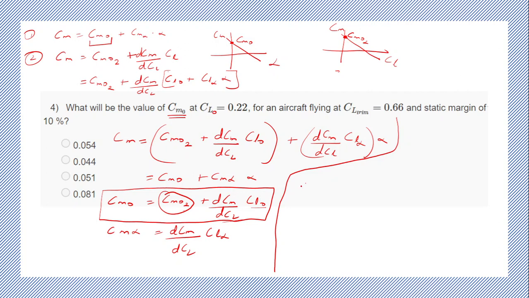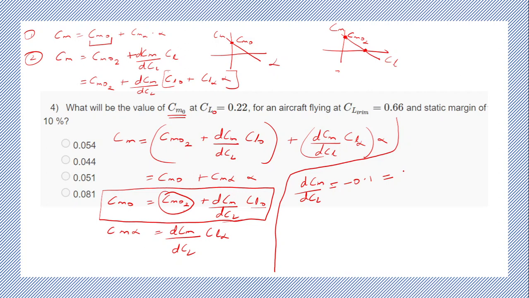dCm by dCl is the slope of this line, right? What is dCm by dCl from the question? Yes, so it is minus 0.1, right? From the question. Now, from the graph, try telling me the equation for this. We'll take these 2 points and try to formulate an equation, y2 minus y1 by x2 minus x1, the straight line equation.